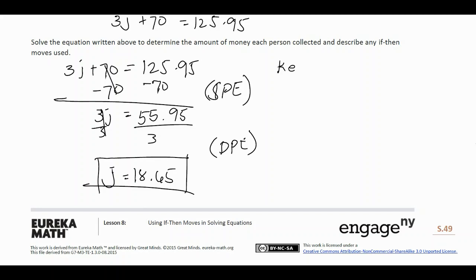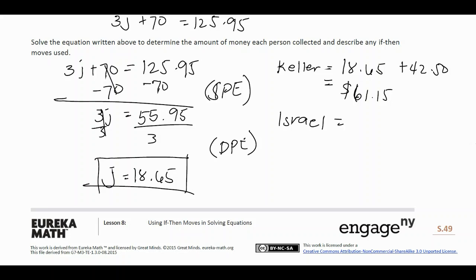So for Keller, it's going to be 18.65 because that's Julia plus the 42.50, which is going to be equal to $61.15. And for Israel, of course, it's Keller, which is 61.15 minus $15 is going to be $46.15.